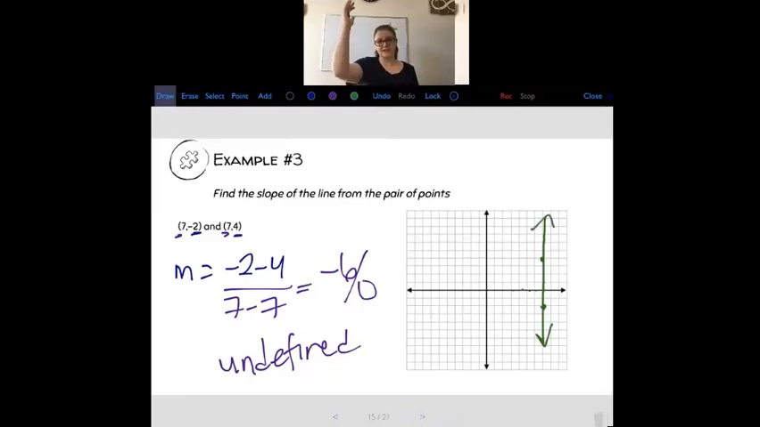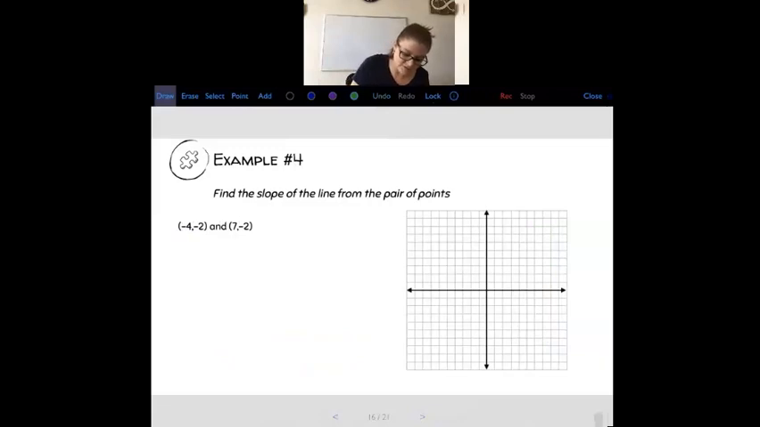And so in this case, the line is vertical, which means undefined slope. Example 4, find the slope from these two pair of points.